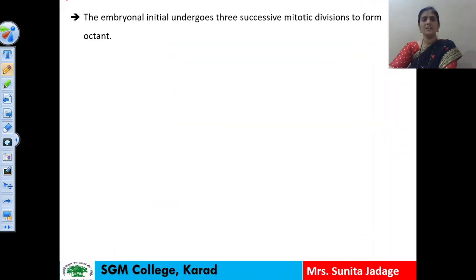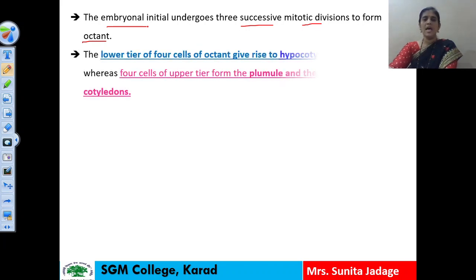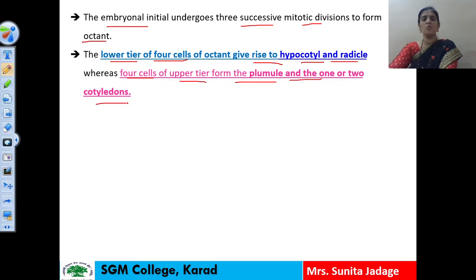So finally here the embryonal initial cell undergoes 3 successive mitotic divisions to form an octant. From that octant, the lower tier of 4 cells gives rise to the hypocotyl and radicle, and the 4 cells of the upper tier form the plumule and 1 or 2 cotyledons.